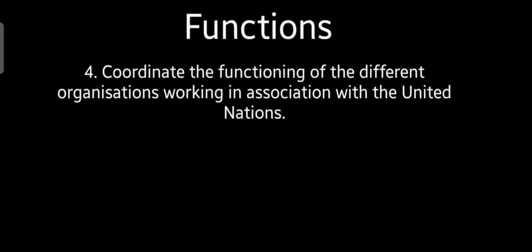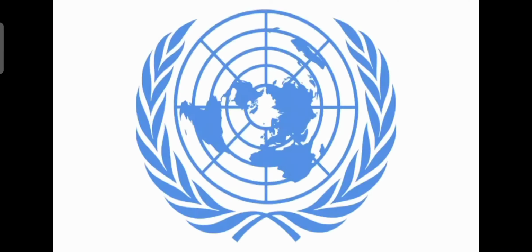Now we shall see the next organ, that is the Secretariat. The Secretariat has the responsibility of carrying out the administrative tasks of the United Nations. The chief of the Secretariat is the Secretary General. He is elected by the General Assembly and the Security Council, and his tenure is of 5 years.